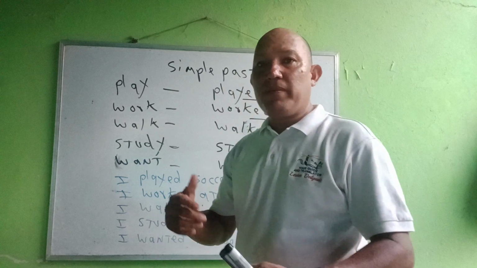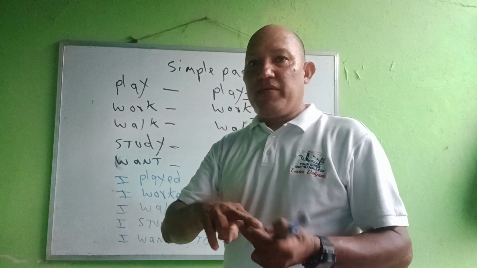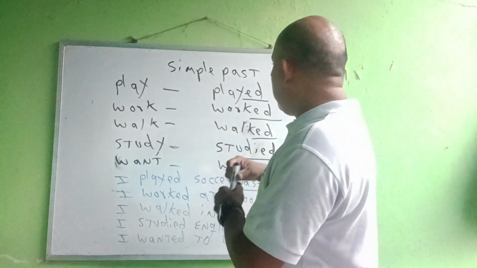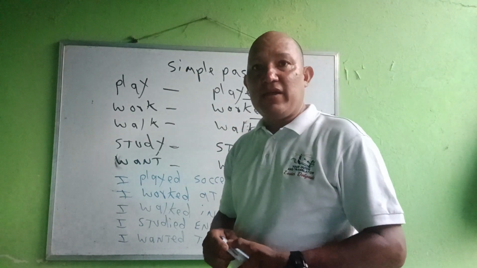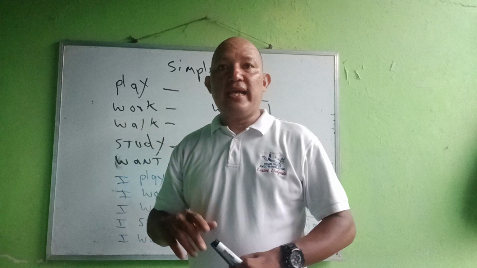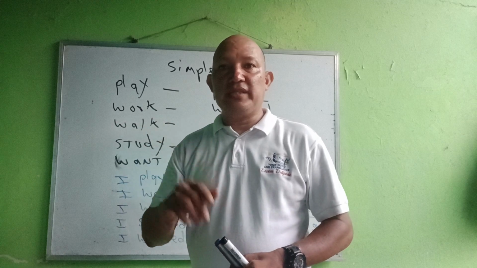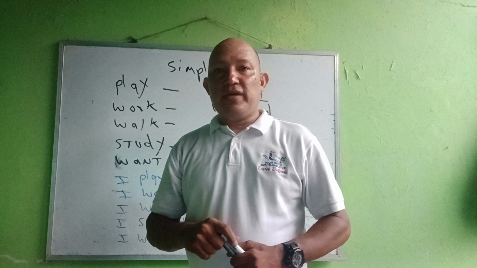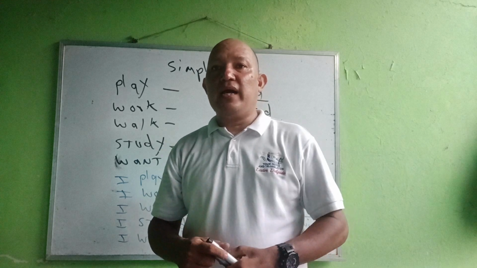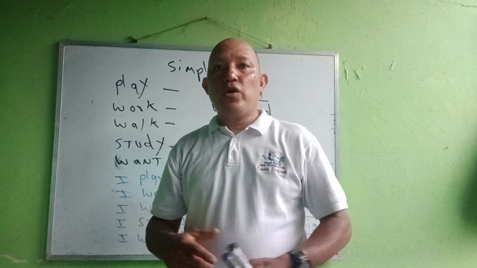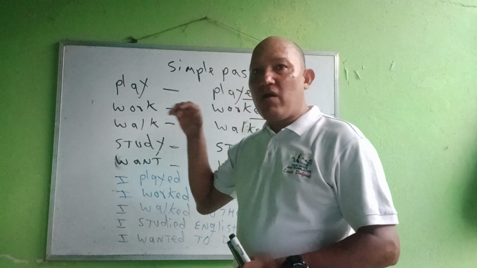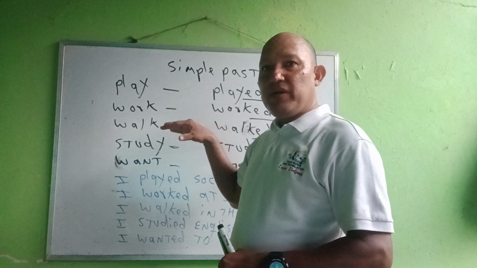How can we tell the difference between regular and irregular verbs? It's easy. A regular verb ends with ed. In the meantime, with an irregular verb we don't add anything, because they have their own unique form in past tense. So we change it to another word, or we add ed like regular verbs. This is the way we use regular verbs in simple past tense.